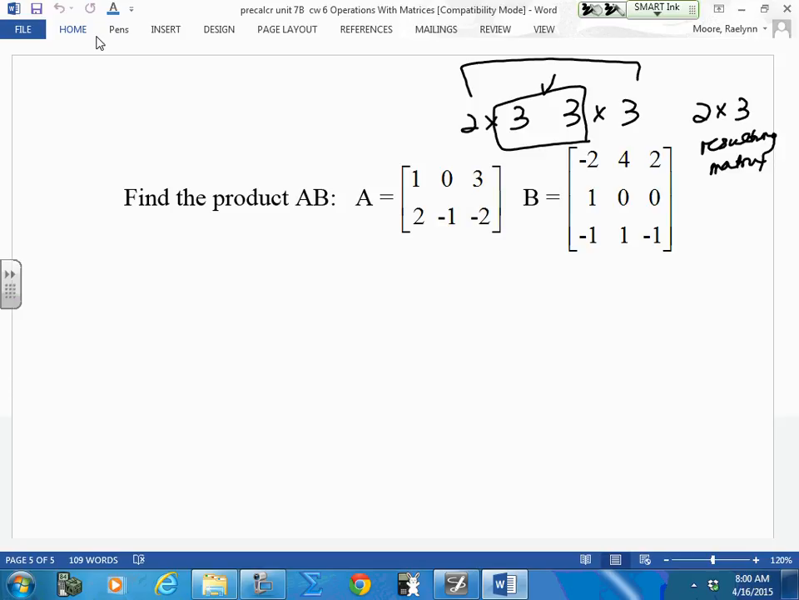Okay? So, let's work together on this. First row, first column. You might want to give yourself enough space because you got to do, instead of 2 sections, we're going to have 3 sections. So we're going to do 1 times negative 2. Element for element. Second element, in the second one. Plus 0 times 1. Plus 3 times negative 1. Dotted line.